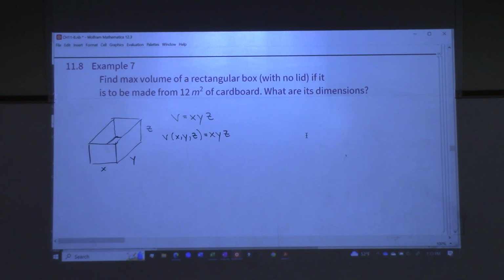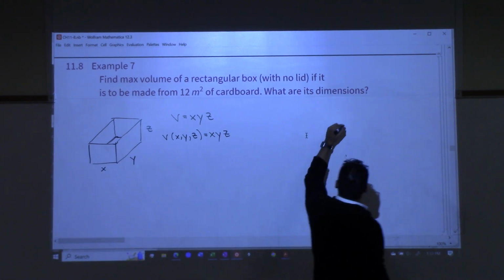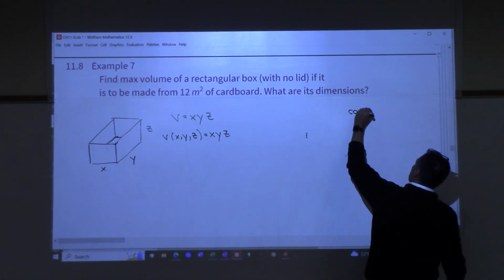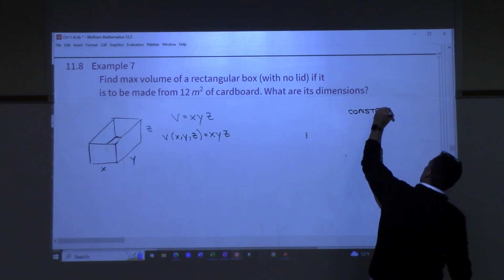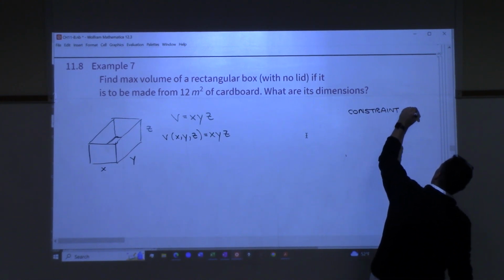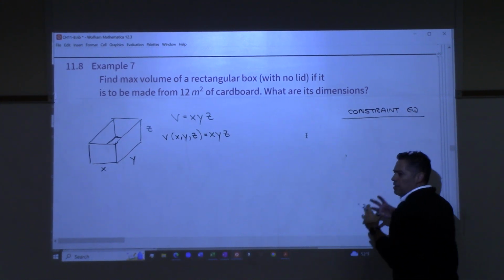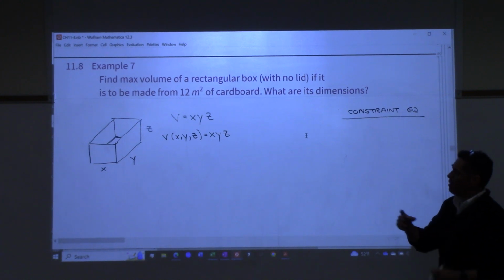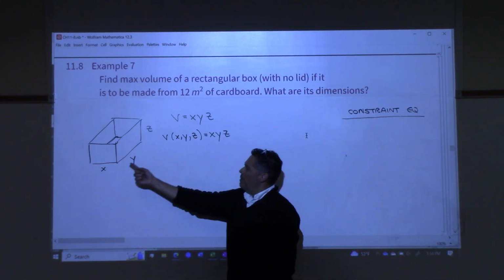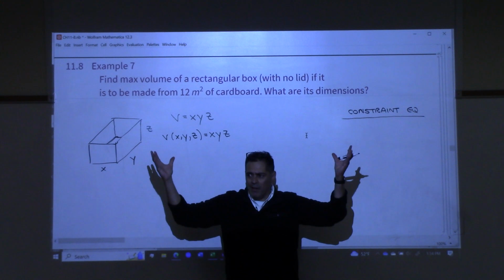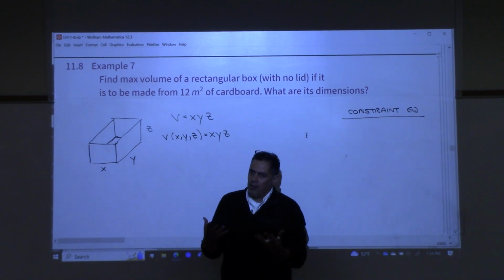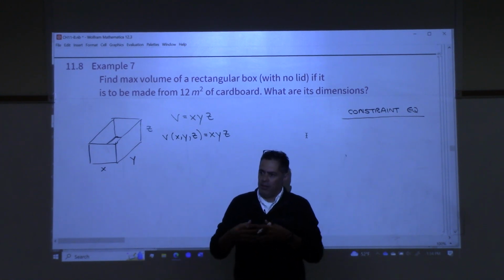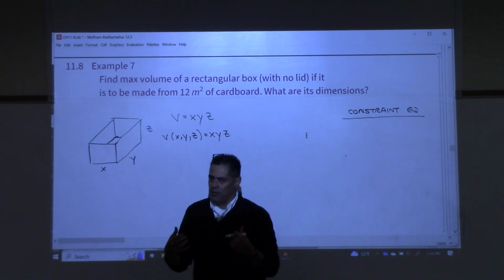Area of 12 square meters, right? Total surface area. So I now need to come up with the constraint equation, the thing that's going to confine where I'm allowed to look here, right? Because if I say build me a box xyz, you're free to let xyz be whatever you want. But here we have restrictions, right? This total surface area can only be 12 square meters.